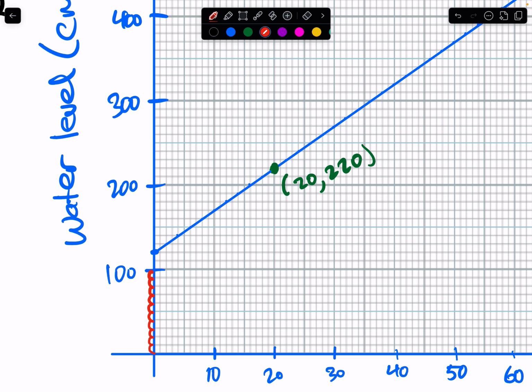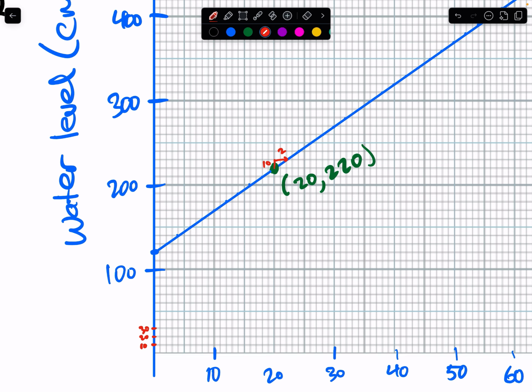So each tick mark here would be 10. I'm not going to write all that. But if I draw my slope triangle and I were to go up 1 and over 2, I'd really be going up 10 and over 2 boxes. Well, that would be over just 2.